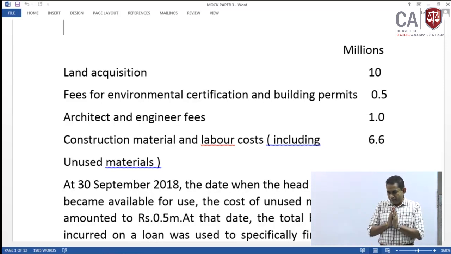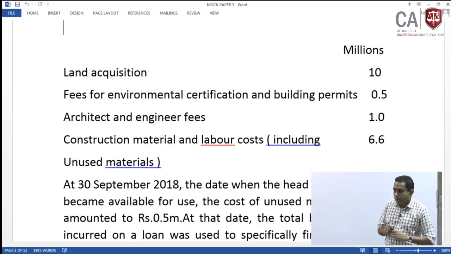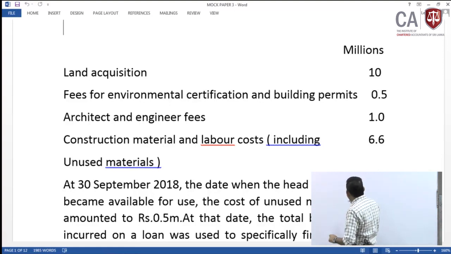Now, this land element cannot be considered to be a separate item of assets because the extent of the land would have been fully exhausted for the construction of the property. So, even the land element has to be considered to be part of the cost of the building. So, let me start with that. Land cost has to be 10 million.